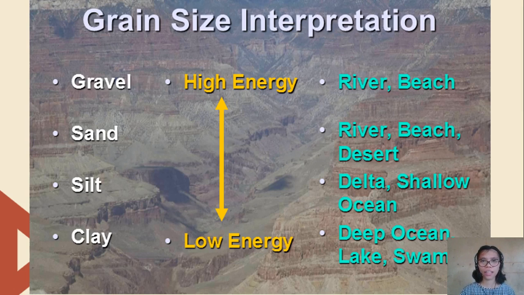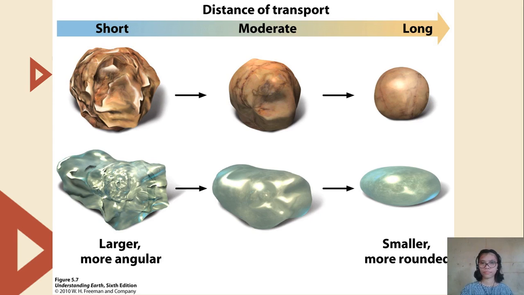So this means that the bigger the clast or sediments, the higher the energy needed to transport it. Okay, so the difference in the size of the clast can determine the time it has been transported. The more angular the clast, the shorter the distance it traveled. And the longer the clast traveled from one area to another, the more it will change shape into a rounder and smaller clast. Okay?